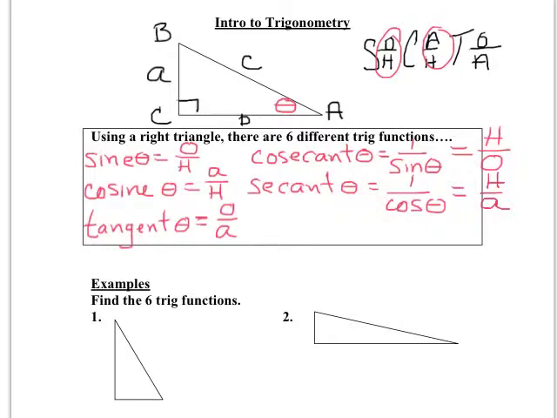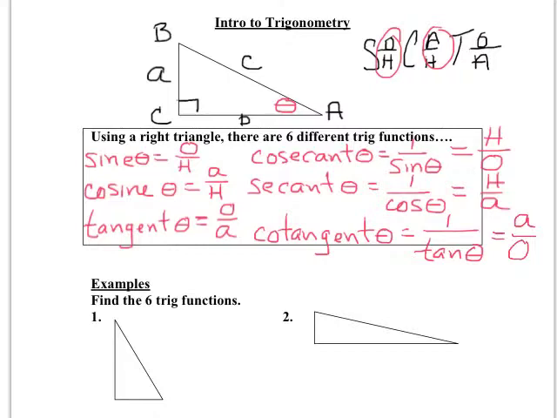The last one is what we call cotangent, which is 1 over tangent. And the abbreviation for tangent is tan, T-A-N. Since tangent was opposite over adjacent, cotangent is adjacent over opposite. Okay? Hopefully that makes a little bit of sense.